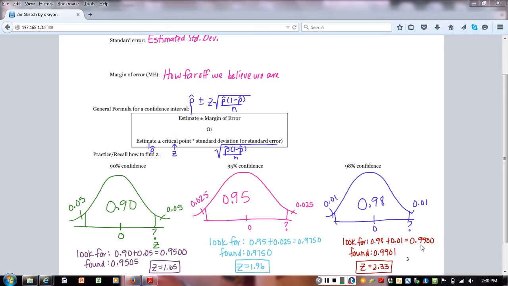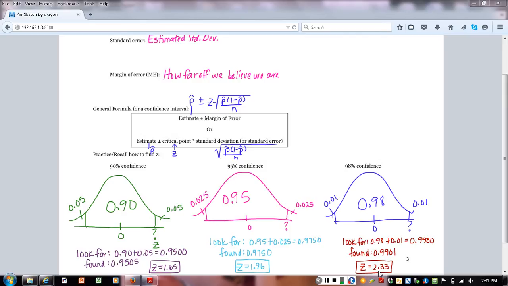Go on the table looking for 0.99. Closest thing you should find is 0.9901, giving you 2.33. Now what you'll notice is the more confident we are, the more standard deviations we have to go out. So if I wanted to be 99% confident, I know I'm going to get a z that's bigger than 2.33. So I'm going to have to go out more standard deviations to be more confident. Generally, once you're at the z, the math is not bad at all.